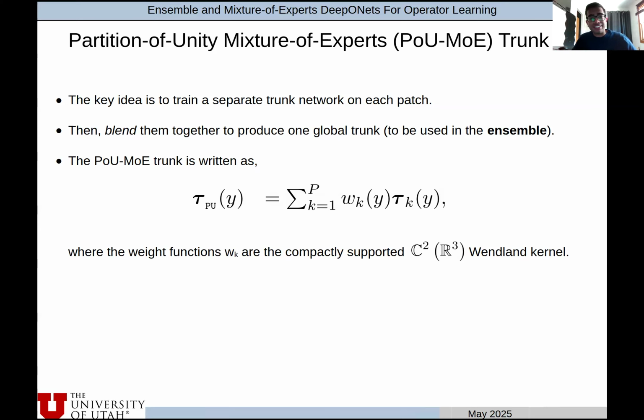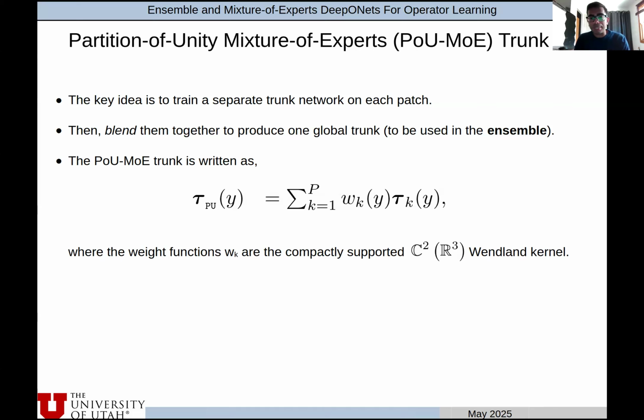In this work, the idea is to have a trunk neural network on each of those local patches and then blend them together into an ensemble trunk, which I will discuss a little bit later. So this partition of unity mixture of experts trunk can be written as a weighted sum of each of the local trunk neural networks on the individual patches. And the weight functions need to have some special properties as well.